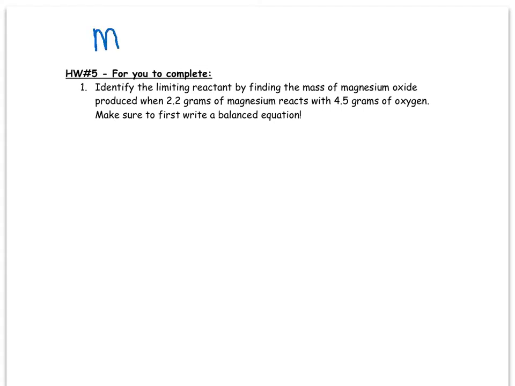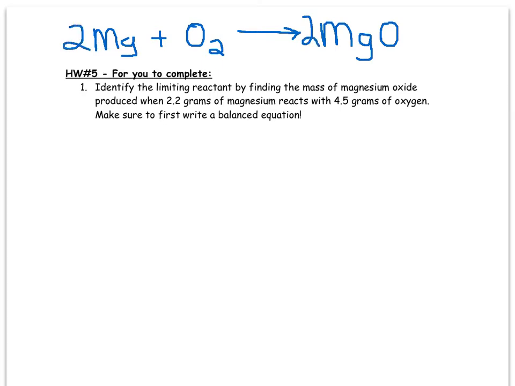So we have magnesium and it's combining with some oxygen. Oxygen's diatomic, so you need a little 2. And they are combining to make MgO. Magnesium is 2 plus, oxygen's 2 minus, so the formulas are written right. And now we need to balance the equation. We can do that with a coefficient of 2 here and 2 here.